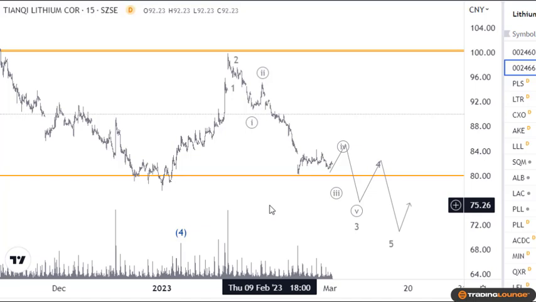So our main focus is on the US dollar topping out, and then that's going to give us buying opportunities for everything else.